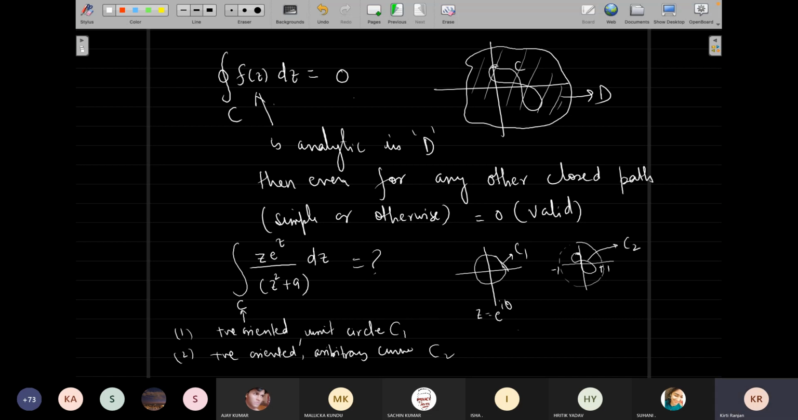0 for both. And why is it so? The first one is coming directly from the Cauchy-Goursat theorem. And the second one is what we were discussing here. As long as this path C2 which I have drawn, be it simple or not, is not passing through any of the singularities, the validity of our Cauchy-Goursat theorem still holds. So this is something which was done afterwards.